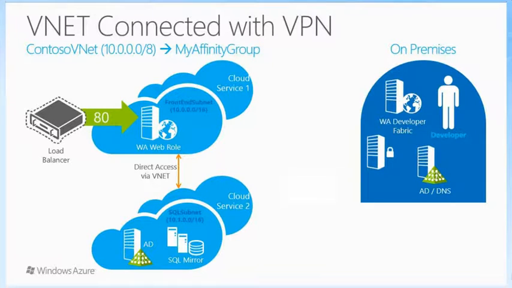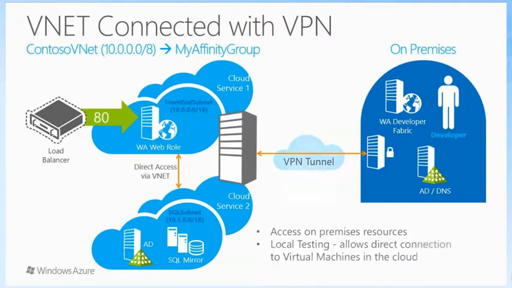So what you're looking at here is, on the left-hand side of that slide, you still have a load balancer, port 80. I still have my Windows Azure web role. I still have my SQL database, my Active Directory, whatever my services happen to be, and all of that's running inside of my cloud. On-prem, I've got my developer fabric, its own DNS, its own Active Directory. And then it's possible to set up a VPN tunnel, so that from your premises you can use a VPN tunnel to get out to the Windows Azure functionality through a secure connection.